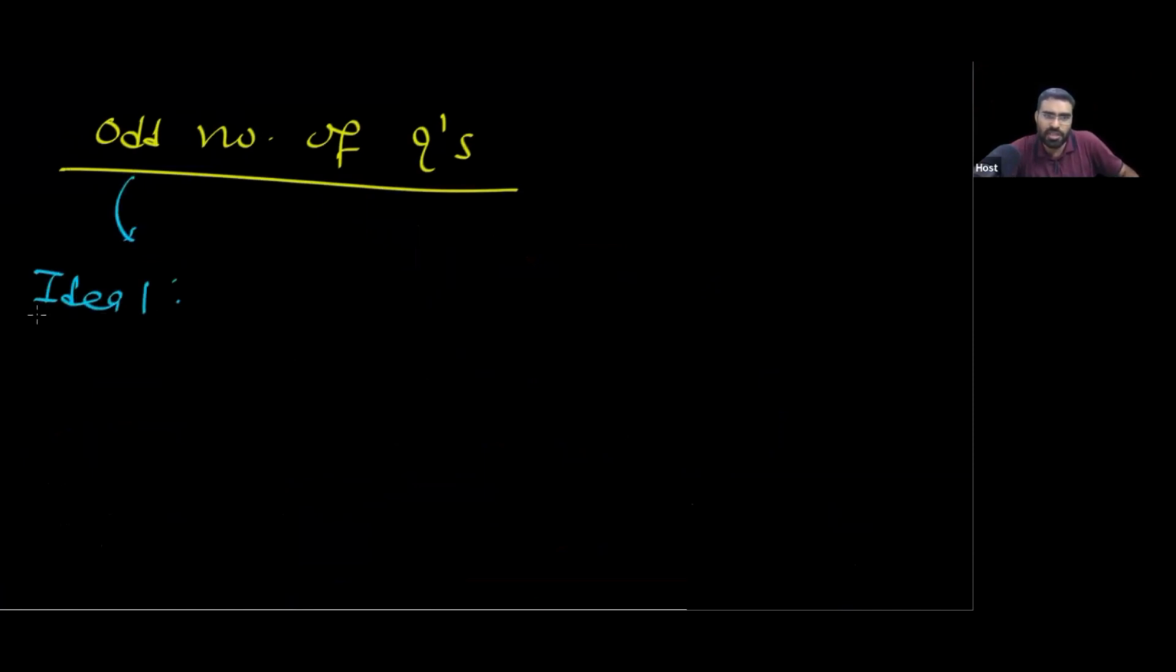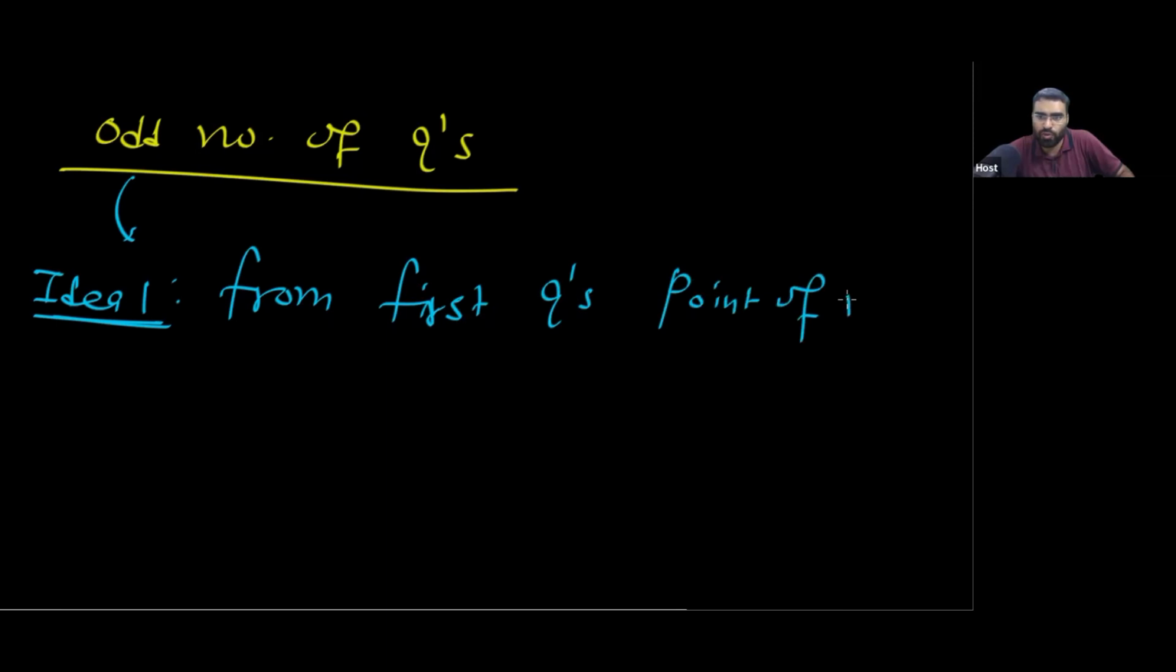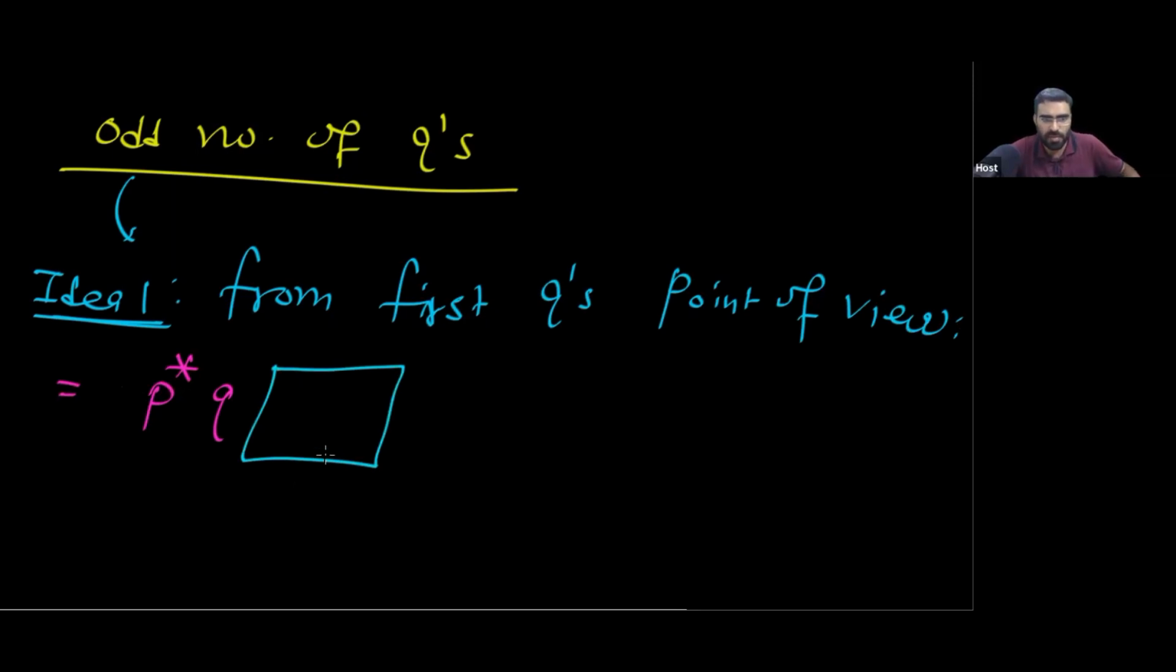Your idea number 1, what is that? Idea number 1 is from the first queue's point of view. So from the first queue's point of view, your answer will be P star Q, and then here you write the regular expression for even number of queues.